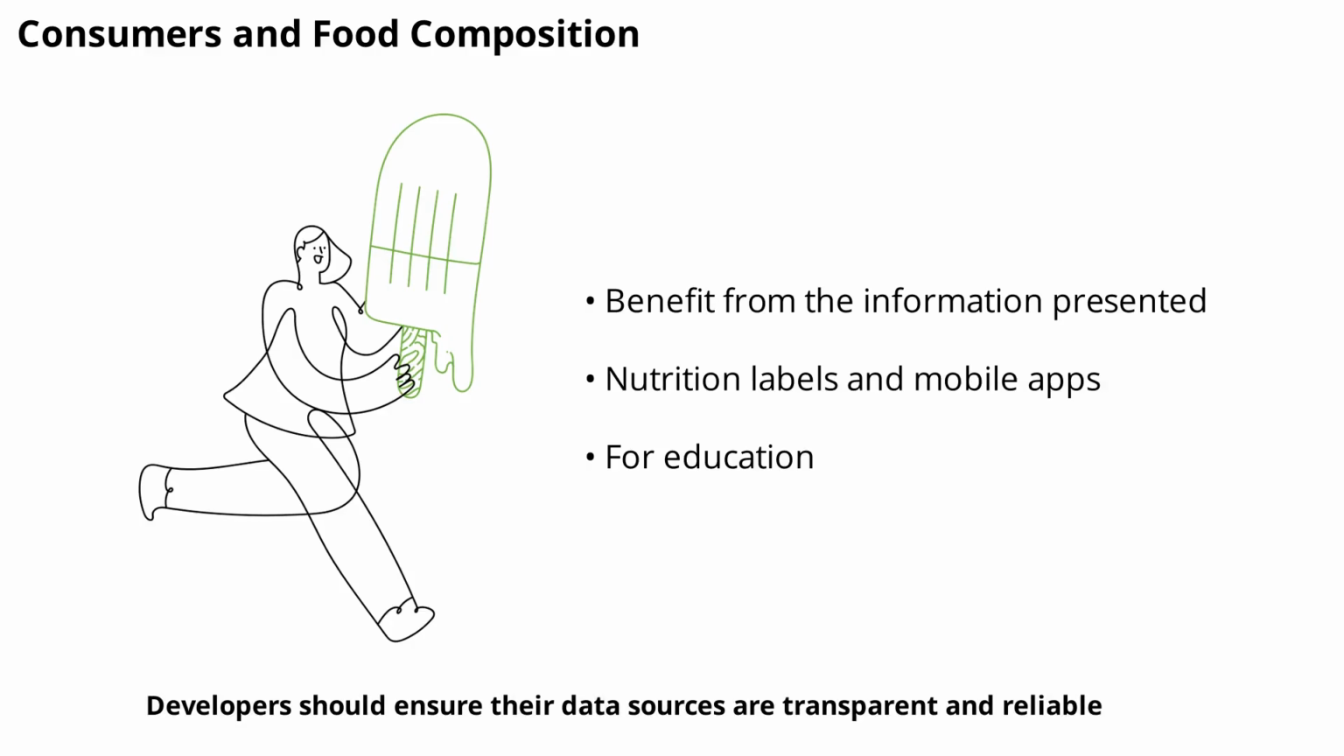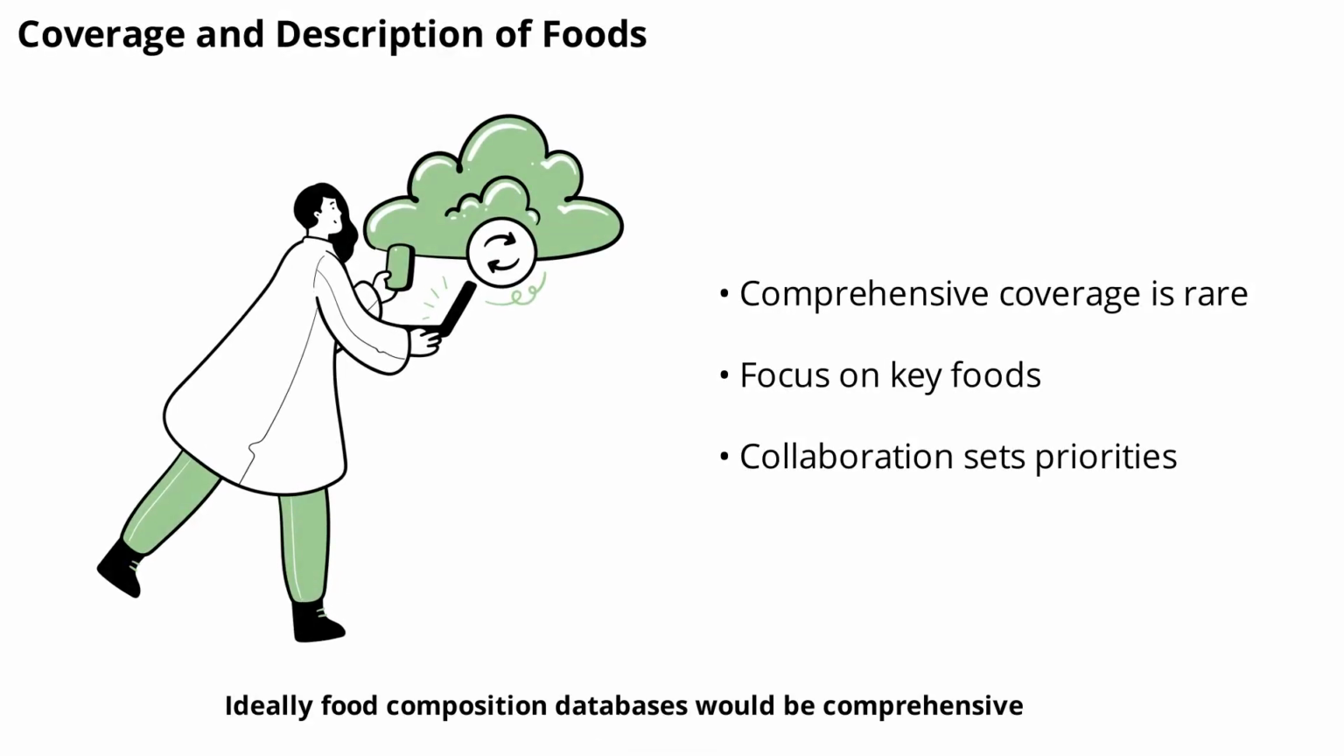Developers should ensure their data sources are transparent and reliable. Ideally, food composition databases would be comprehensive, covering all foods and nutrients. However, high analysis costs and limited resources mean most databases focus on commonly consumed foods and key nutrients. Foods are prioritized based on national consumption statistics and the needs of specific groups. The concept of key foods helps identify those that contribute most to population nutrient intake. Collaboration among researchers, government, and industry ensures that priorities reflect real-world needs.